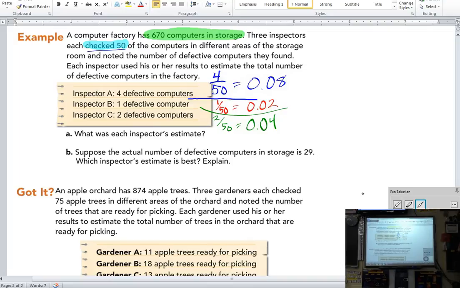So, to figure out who was accurate, well, for their sample, they each got true data. But if we find out that there are actually 29 defective computers in storage. I would fire them. Somebody screwed up then. No. Their samples were only out of 50. That's 29 in storage. So if I want to look at the ratio there, what ratio would I set up for that? 29 over 670. 29 over all of them.